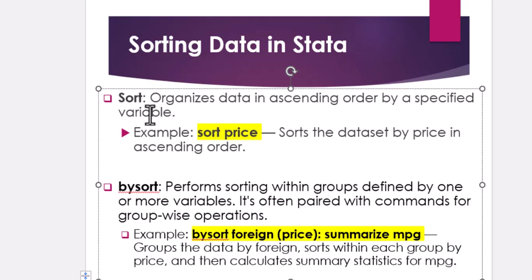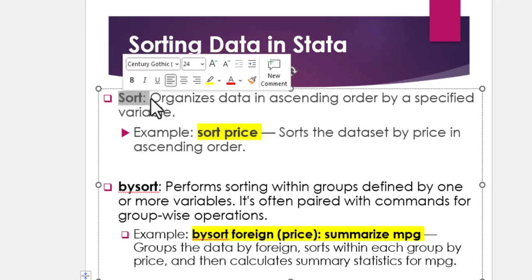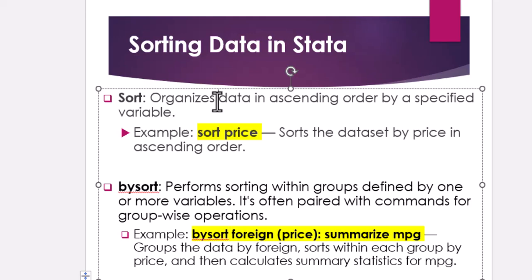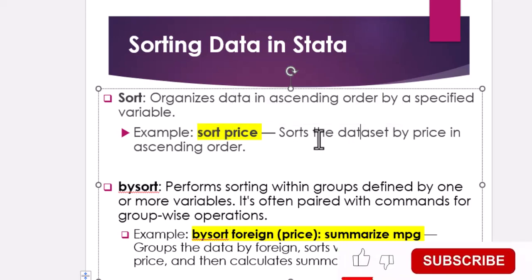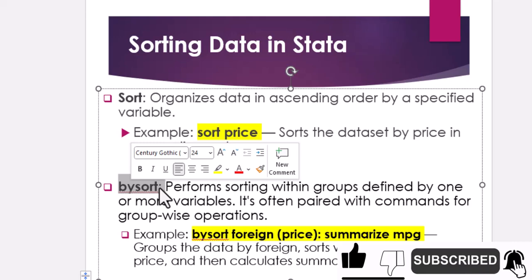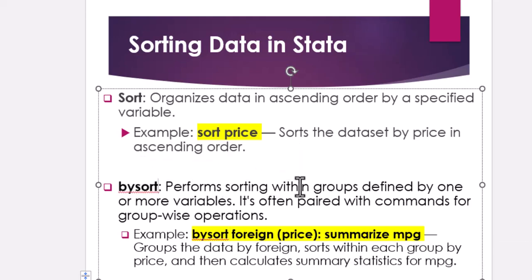For the sort command, we are saying that it organizes data in ascending order by a specified variable. For instance, if you write sort price, then that command sorts the data by price in ascending order.